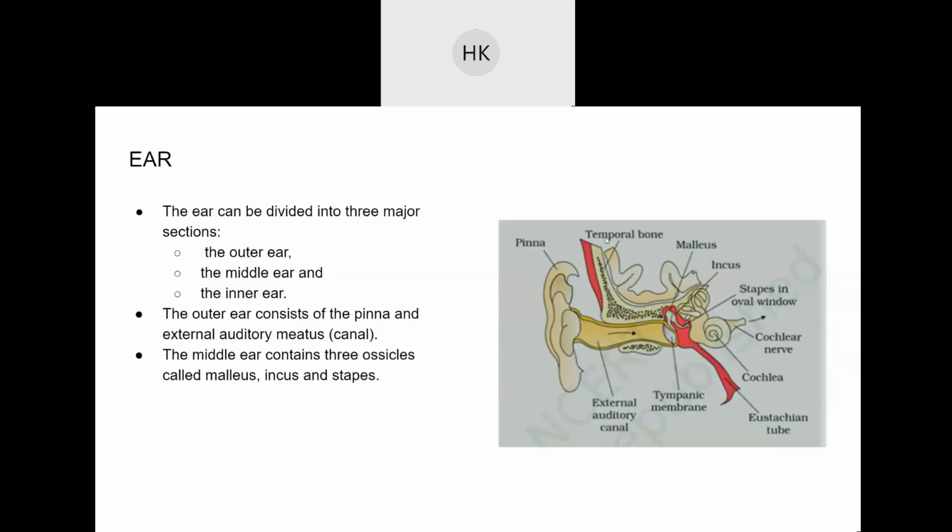Whenever you draw the diagram, you have to draw the labeled diagram. You have to draw arrows and write the labels.